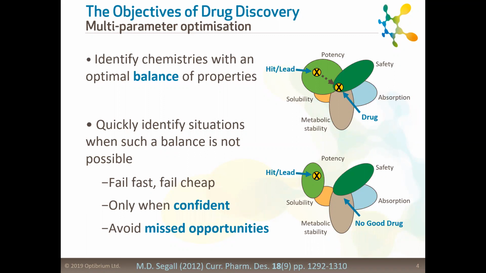And of course, we need to quickly identify when we're in a situation where this kind of balance just isn't going to be possible. And again, I've rather cartoonified it down here in the bottom right. We may well find some potent compounds, but ultimately, if we can't get the balance of other properties that we need, we aren't going to come up with a successful drug. Now, the industry mantra for this is fail fast and fail cheap. But of course, we don't want to fail at all.